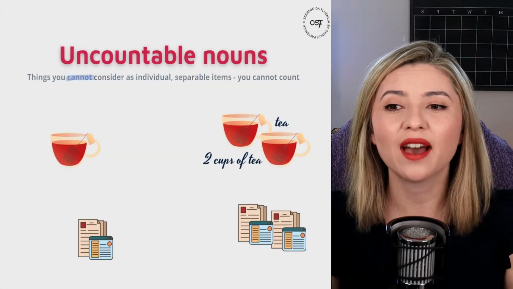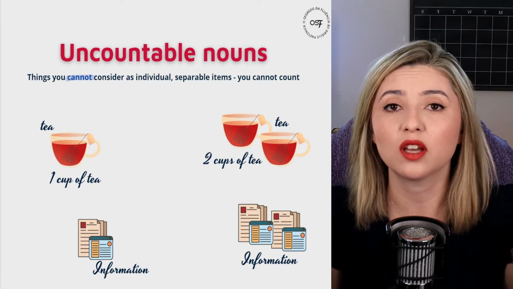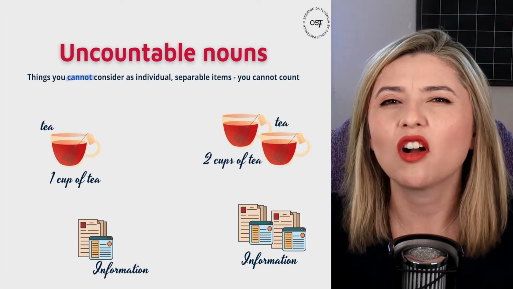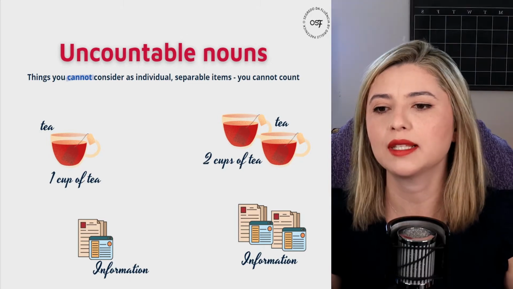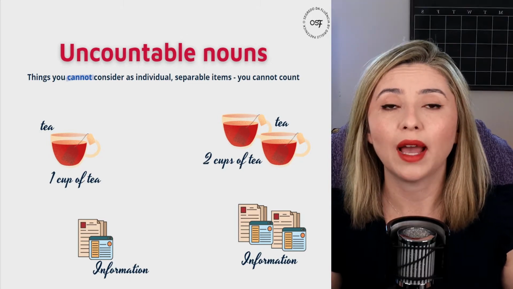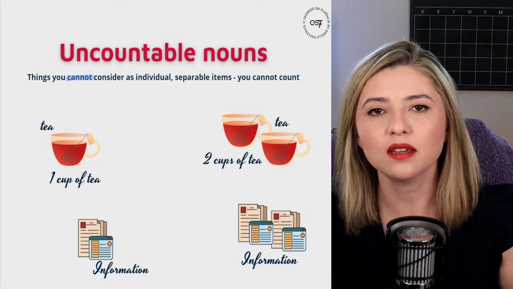Great! We also have uncountable nouns. Nouns that we don't count. We cannot say 1 or 2. And there are many words that are uncountable. For example, tea. I cannot say 1 tea, 2 teas. I say tea.